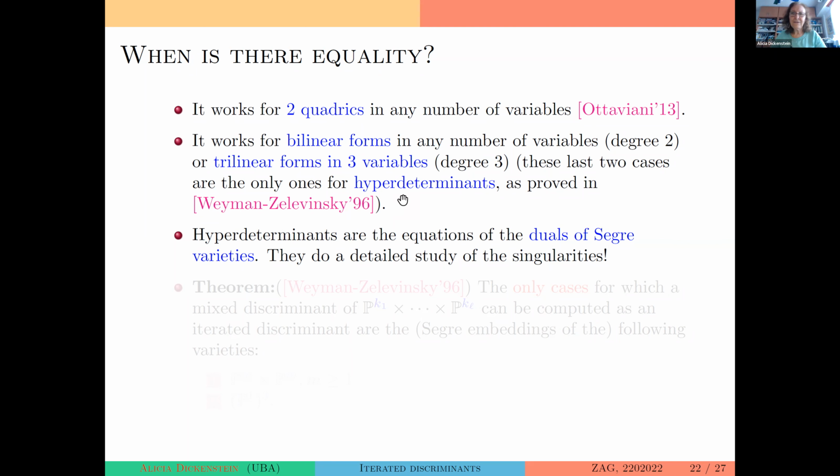And in fact, these hyperdeterminants are the equations of the duals of Segre varieties. And what they do is a detailed study of the singularities of these hyperdeterminants. And they show that there could be many components of different types, more than what one could imagine. So it's not that the singular locus is reducible in general, or even, I will go back to this, which are the components in a way.